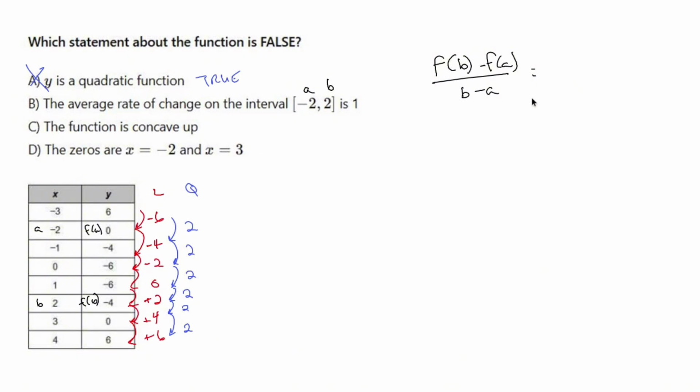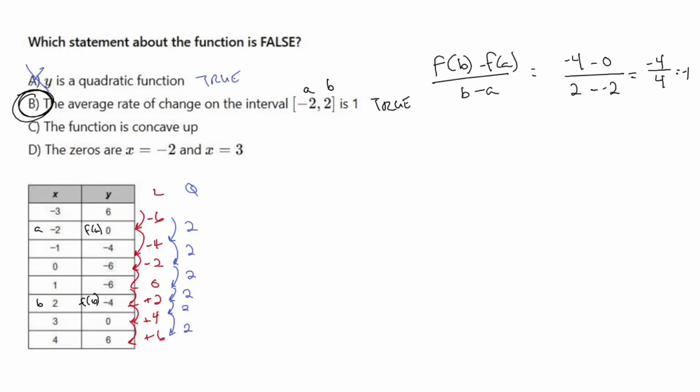So in this case, we've got f of b, which is -4, minus f of a, over b, which is 2, minus -2, and -4 over 4 is -1. So we were supposed to get 1. We got -1. This is the lie. This is the lie. Now let's make sure that the other guys are good.